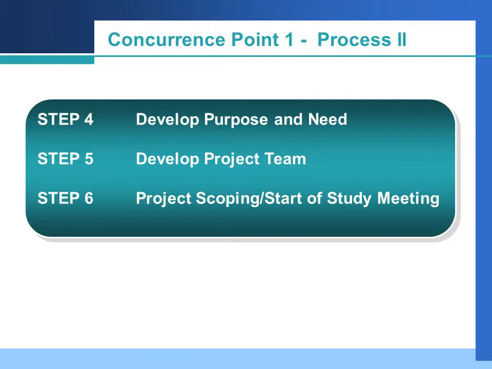The next 3 steps were previously discussed in Process 1. Develop purpose and need, which is Step 4 in Process 2. Develop the project team, which is Step 5 in Process 2. And project scoping and conducting a start of study meeting or scoping meeting, which is Step 6 in Process 2. The responsibility for conducting Steps 4, 5, and 6 falls with the NCDOT Project Development Engineer.